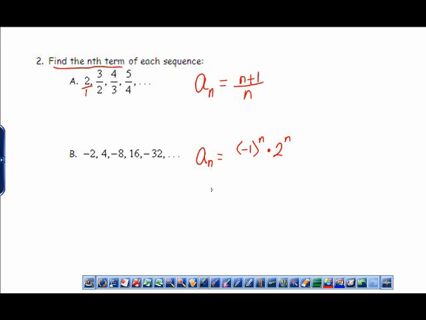All right, so this is our answer. There is another way we could have written this. We could use our exponent rules and write this as negative 2 to the power of n. But honestly, neither one of these is really better than the other.